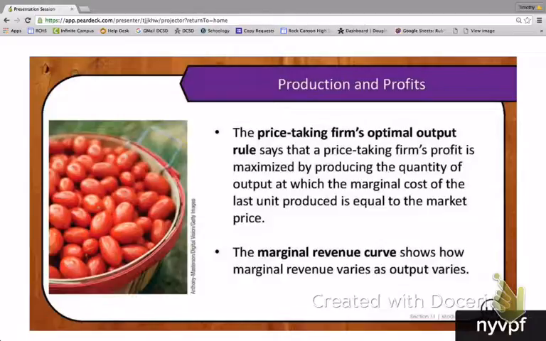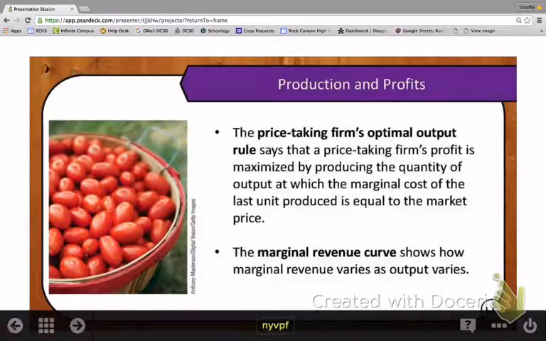So the price-taking firm's optimal output rule, or sometimes we call it the profit maximization rule, says that a price-taking firm's profit, and a perfectly competitive firm is a price-taking firm, is maximized by producing the quantity of output at which the marginal cost of the last unit produced is equal to the market price. We learned that in the last unit. And the marginal revenue curve shows how marginal revenue varies as output varies.